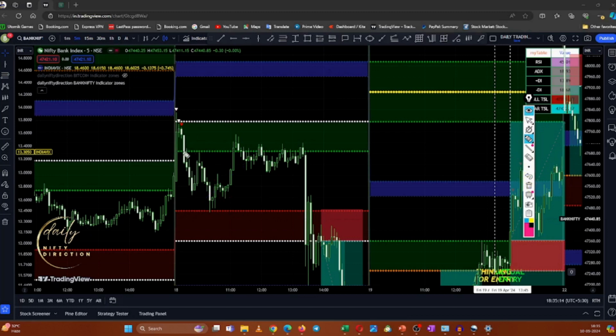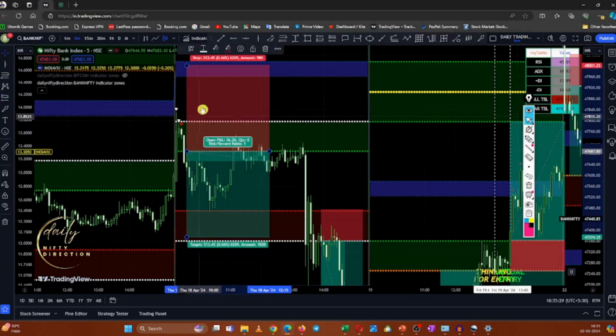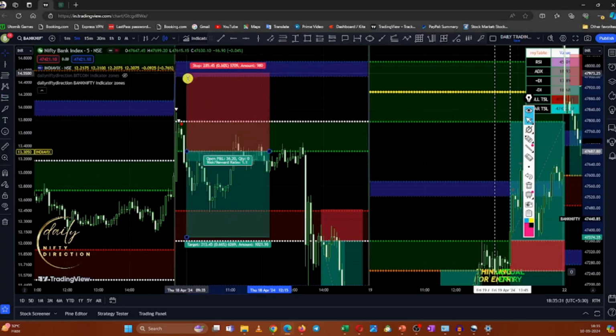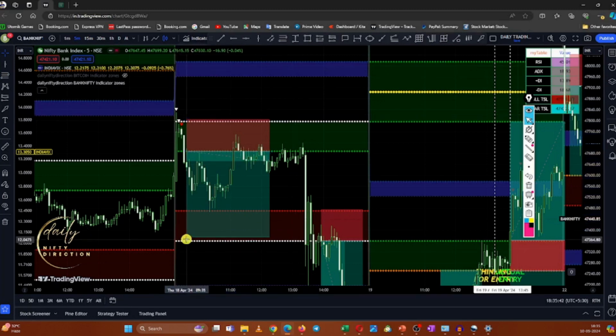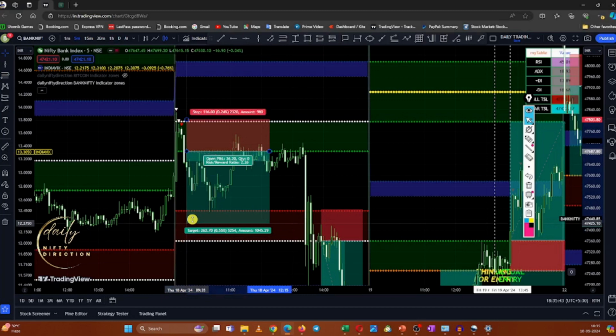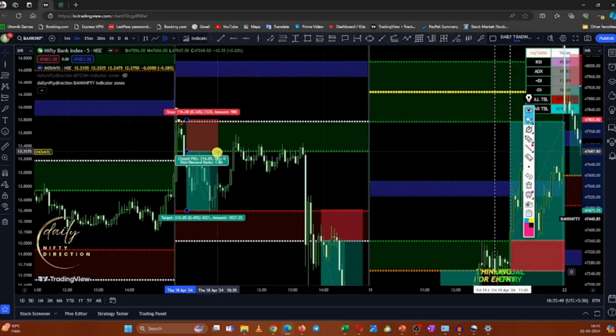So for reversal you will have to take the trade here at the green line, and where will be your stop loss? Your stop loss would be a few pips above the white line. And where will be your target? Your target will be at the touch of this red line.